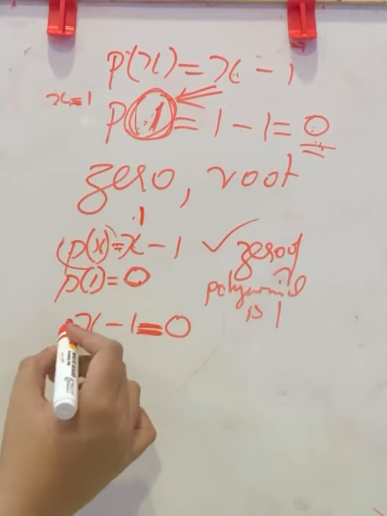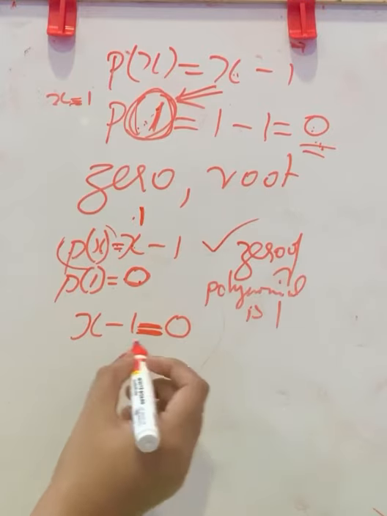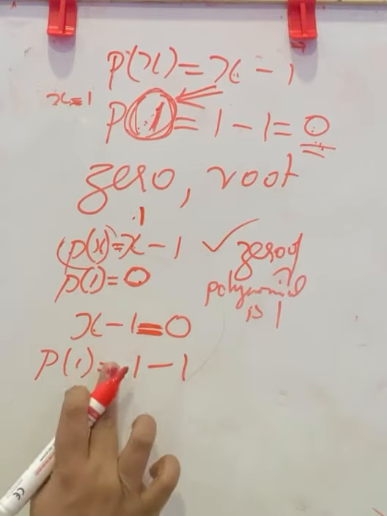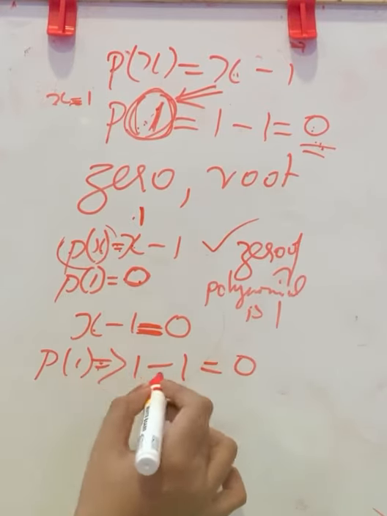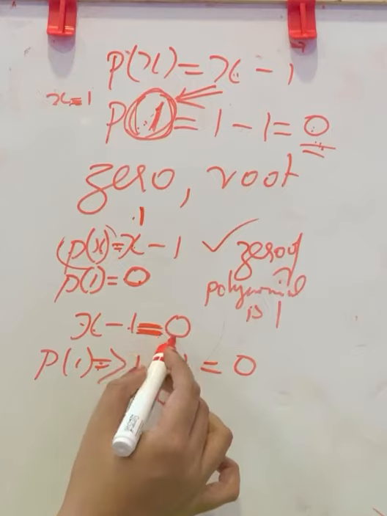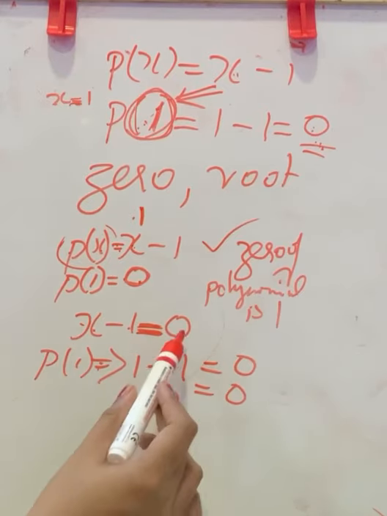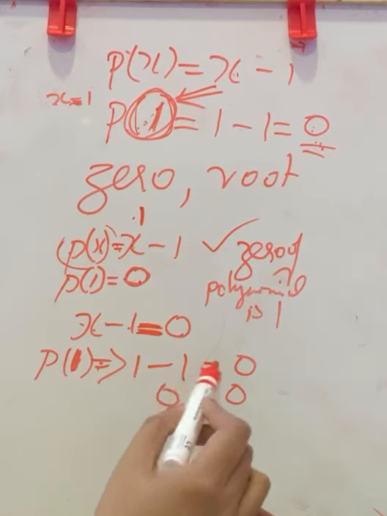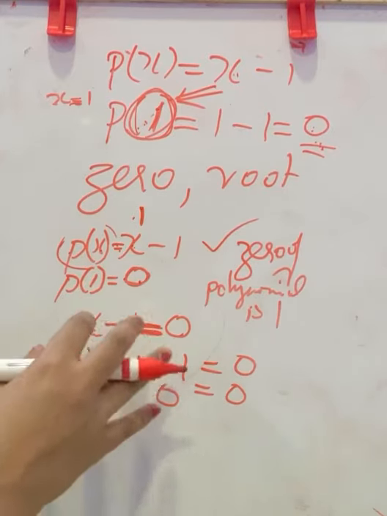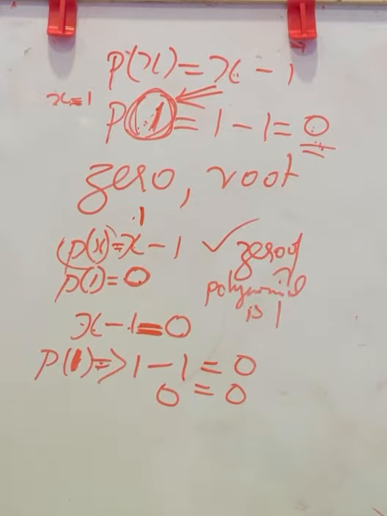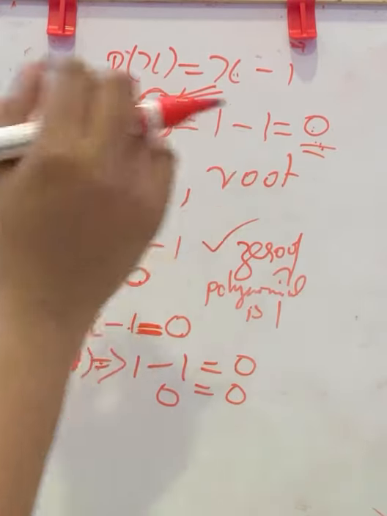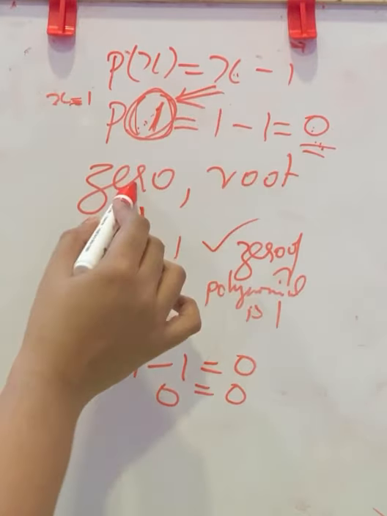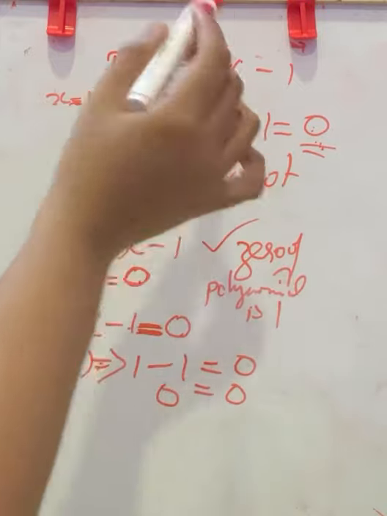Now, if a polynomial equation is given like this, then we will find p of 1, then it becomes 1 minus 1 equal to 0. Here, LHS is becoming 0, RHS is already 0. So we verified it by substituting 1. So in this case, we say 1 is the root of this polynomial. So technically both 0 and root are same. Here for this polynomial 0 is 1 and root is also 1.